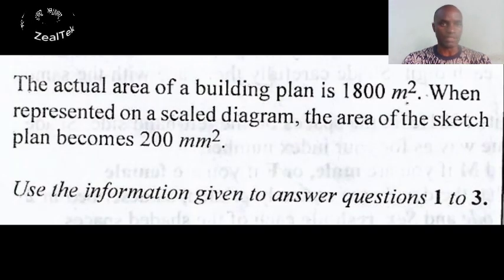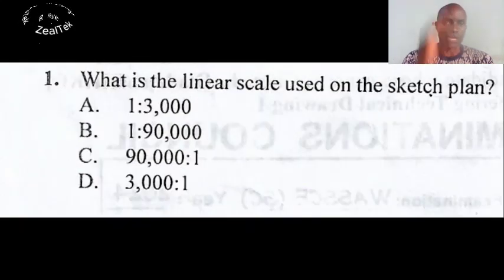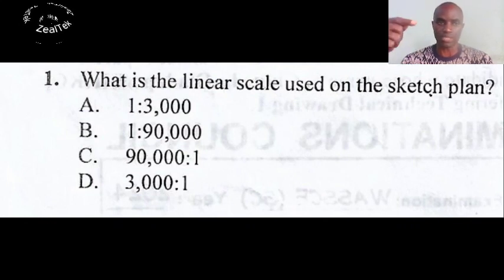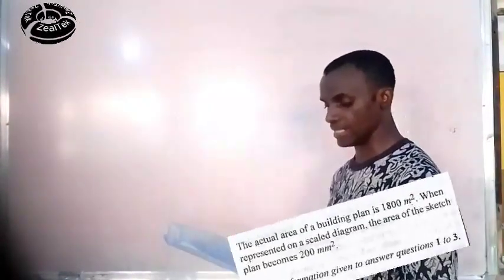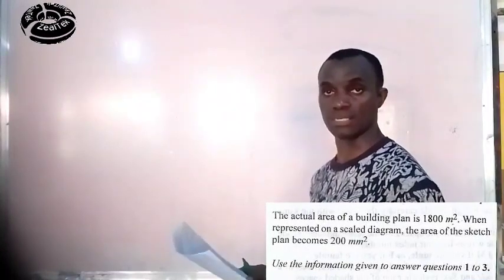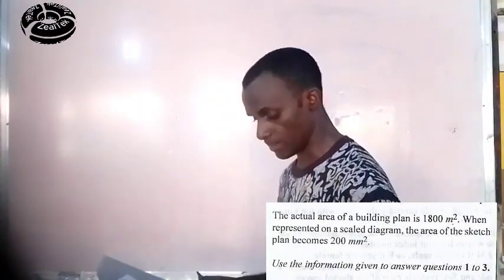The questions begin. The actual area of a building plan is 1,800 meters square. When represented on the scale diagram, the area of the sketch plan becomes 200 millimeters square. Use the information provided to answer questions 1, 2, 3. Question number 1: what is the linear scale used on the sketch plan? So check out the video that comes after this one.